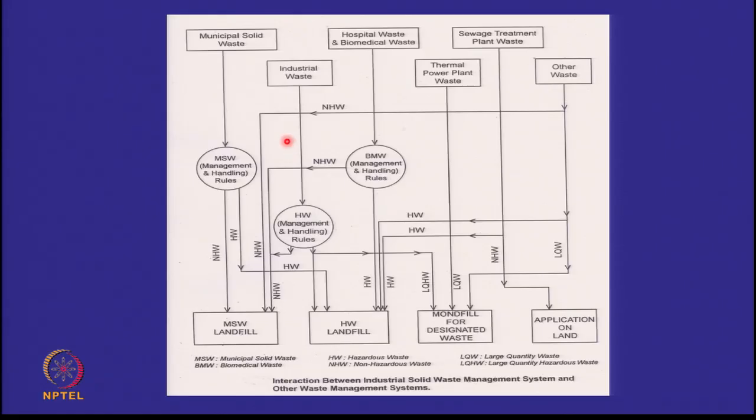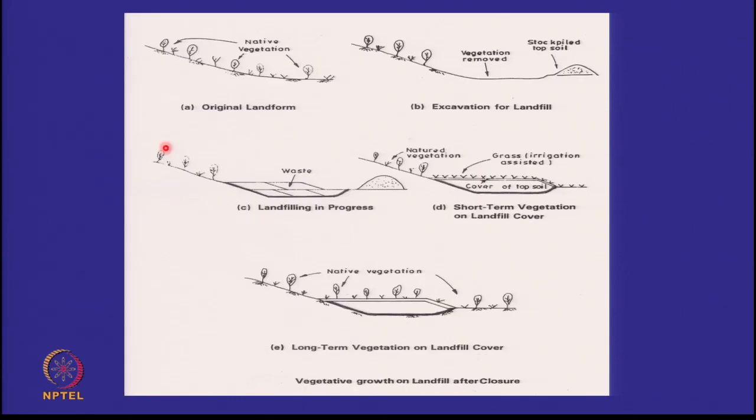And we also then recognized the various types of waste which are coming out in an urban center. And if you have different types of landfills, the municipal solid waste management system has to interact with the hazardous waste management system, because from the industrial area, the non-hazardous waste would come here. And so the biomedical waste, the thermal power plant waste, the sewage treatment plant waste, and other types of waste. So there is a complete interaction between various systems.